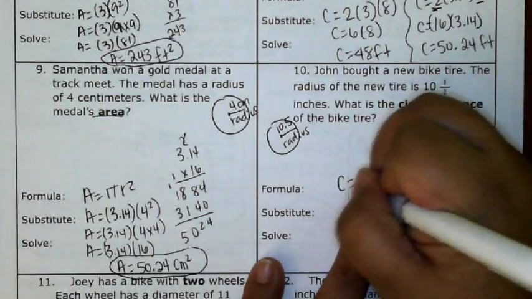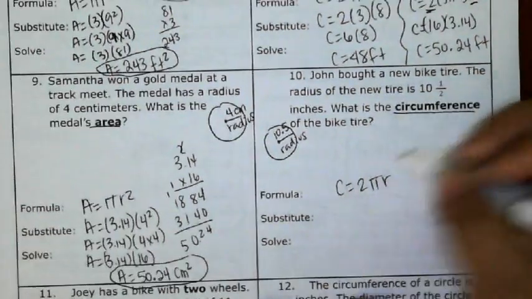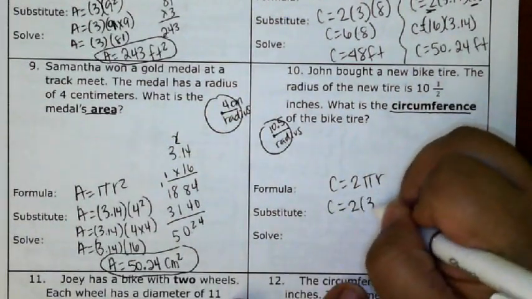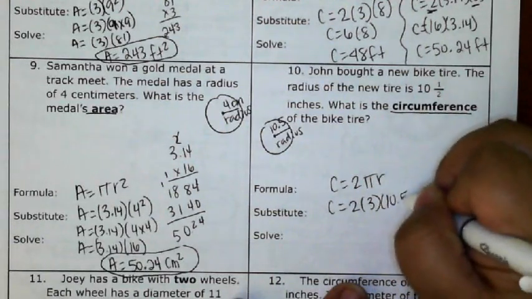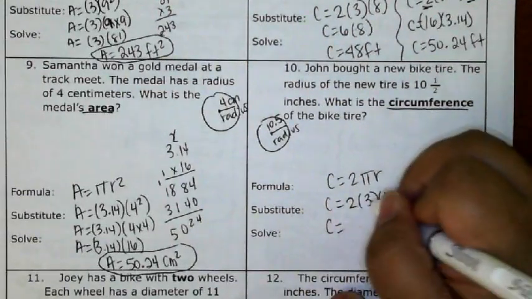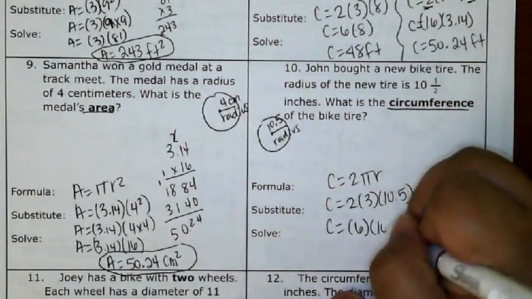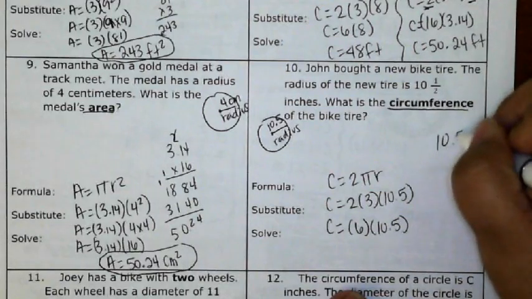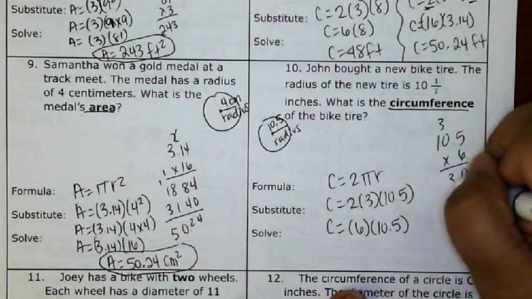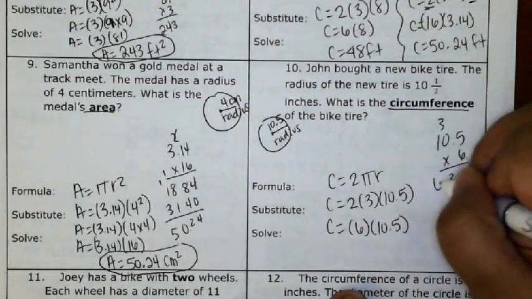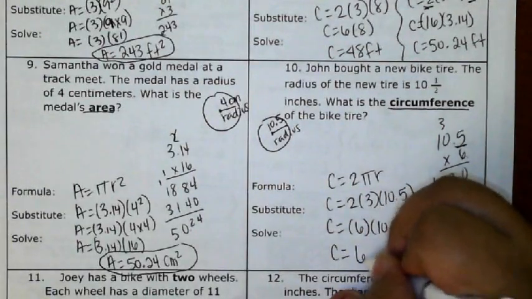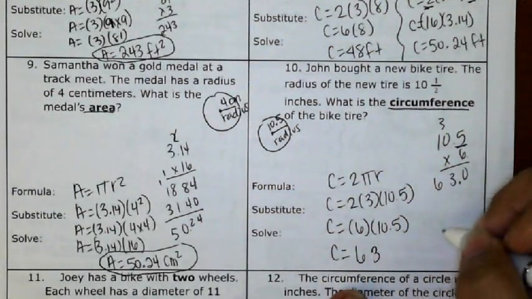Okay? Now, C equals 2 times 3 times 10.5. Okay, we're going to round down to 3 for this one. C equals 2 times 3, which is 6, times 10.5. Okay, 5 times 6 is 30. 6 times 0 is 0, but add the 3, so we bring that down. 6 times 1 is 6, and I have 1 digit behind the decimal, so that would be a circumference of 63 inches. Okay, that's our final answer.